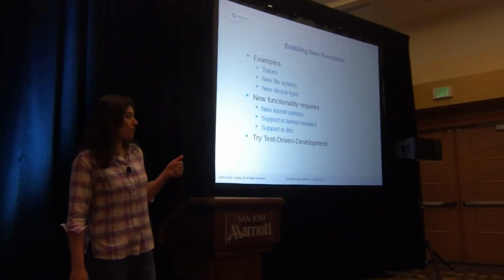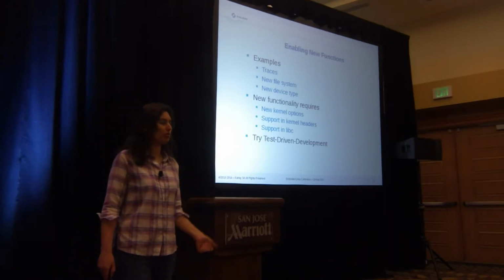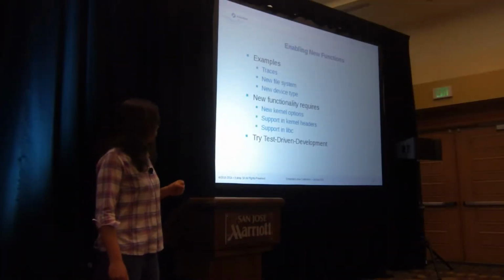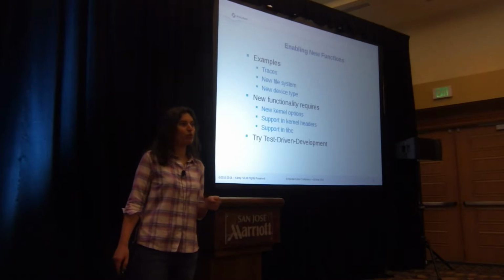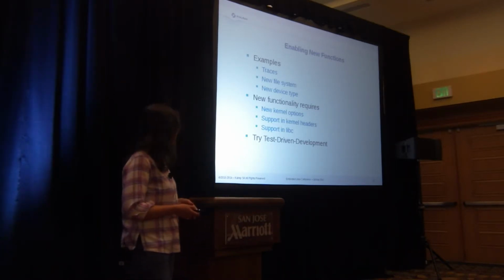So what you will have to do is to activate the kernel option, fix everything that doesn't compile, then implement everything that's missing, do some work in the kernel headers because it may be missing some parameters that need to be passed to the user space, and do the libc work there. What worked really well for us was test-driven development in this case. It's pretty nice.